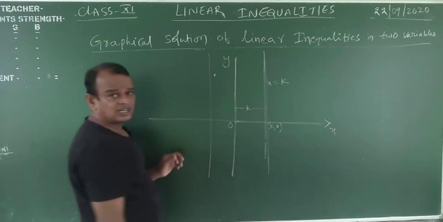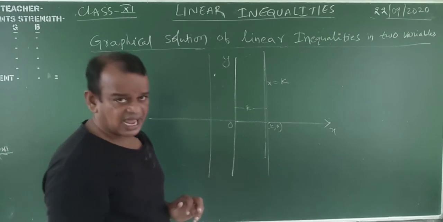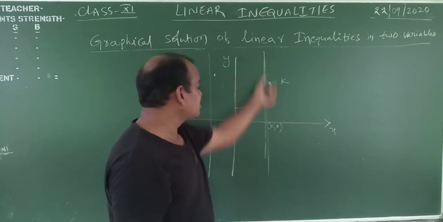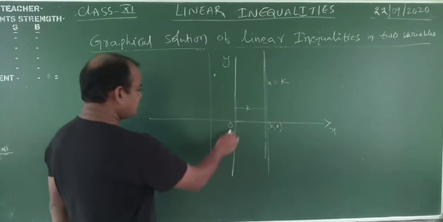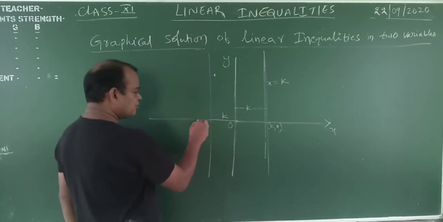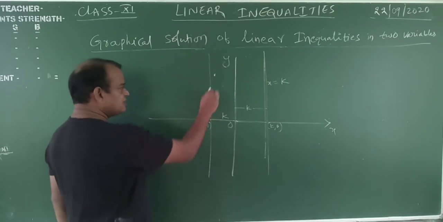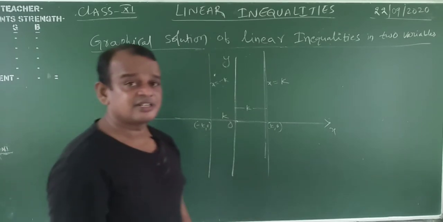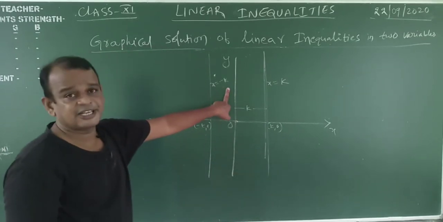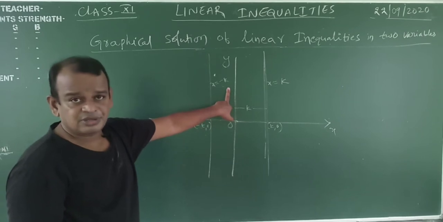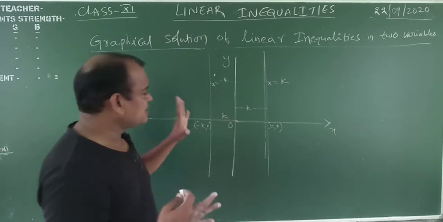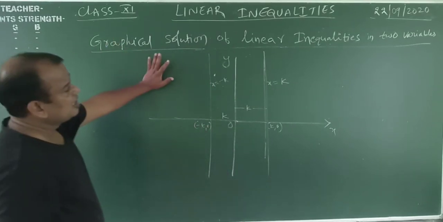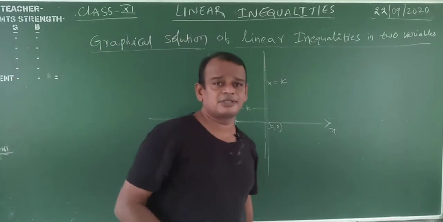X is equal to k means a vertical line on the right side of the y axis at a distance of k units from the origin. X is equal to k is called the equation of a vertical line. Now this distance is also k. What about the point? Minus k comma 0. In this one the x value is x is equal to minus k. This is the left side: the left side of the y axis at a distance of k units is x equal to minus k. Okay, my dear students. Please remember this.